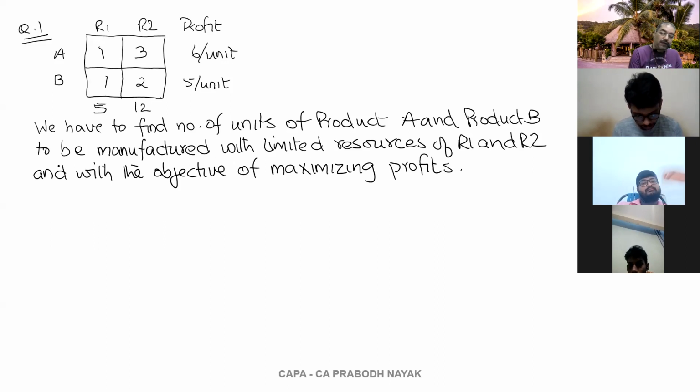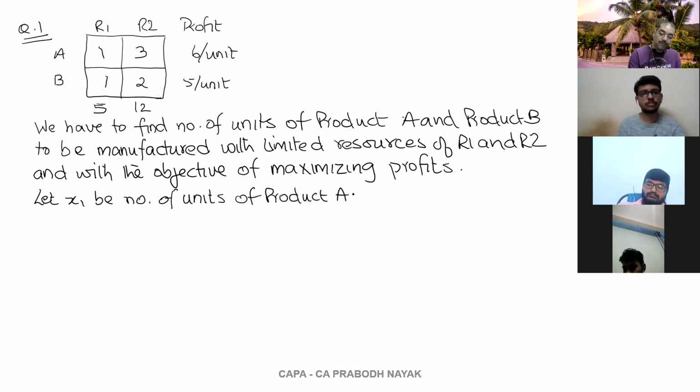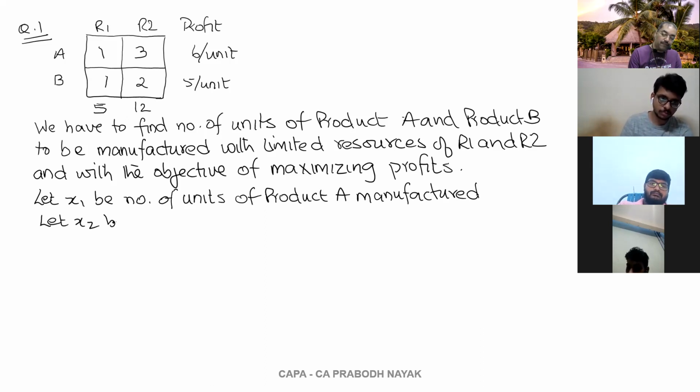Okay. Then we define the variables. Let X1 be number of units of product A manufactured. Let X2 be number of units of product B manufactured.